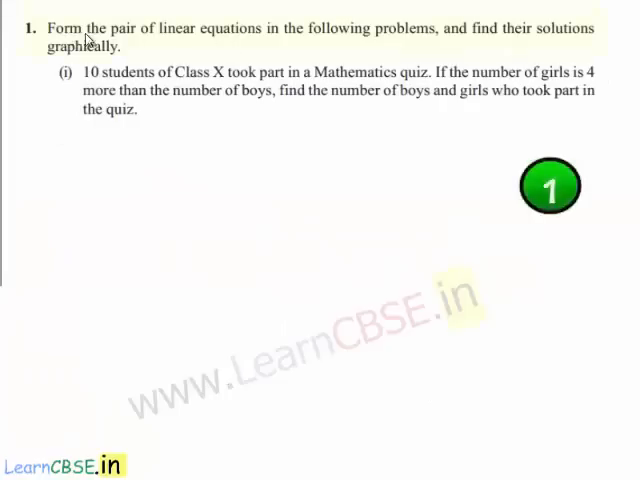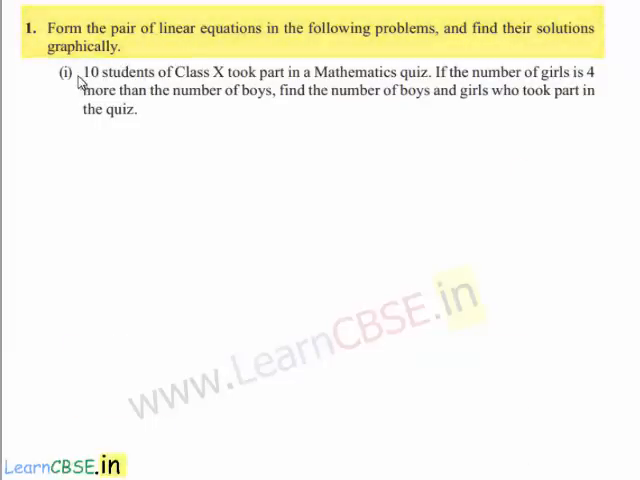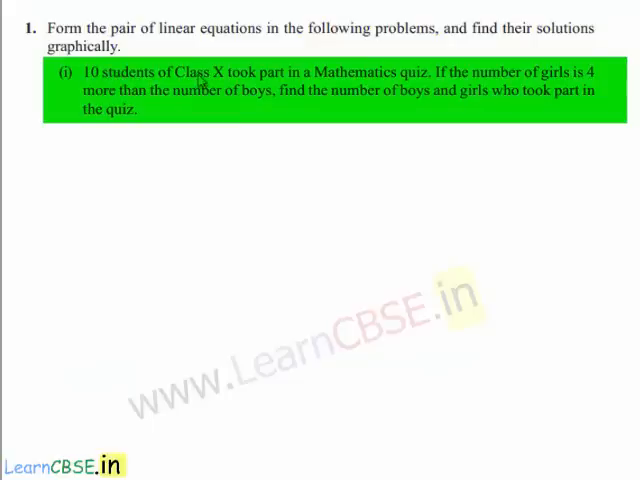Coming to the first problem, form the pair of linear equations in the following problems and find their solutions graphically. The first bit given is 10 students of 10th class took part in a mathematics quiz. If the number of girls is 4 more than the number of boys, find the number of boys and girls who took part in the quiz. Let us see the solution.